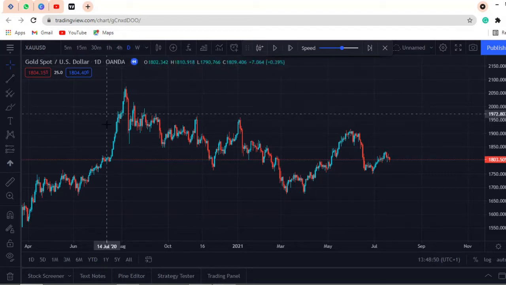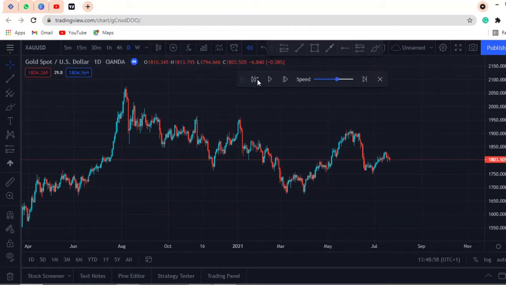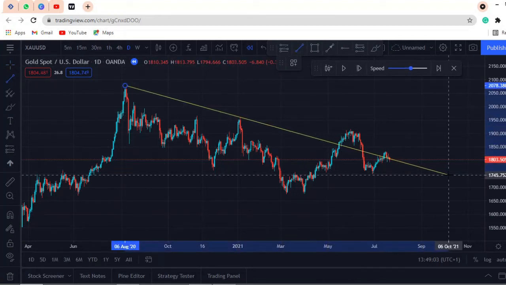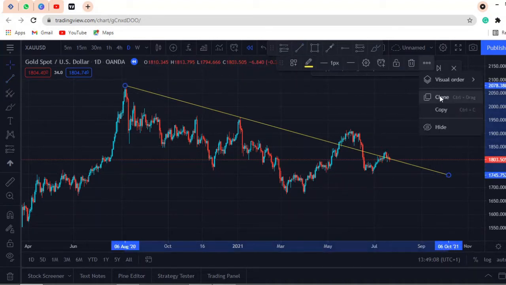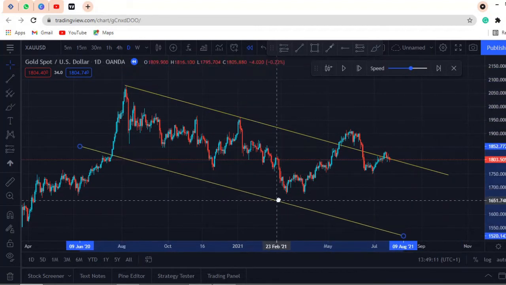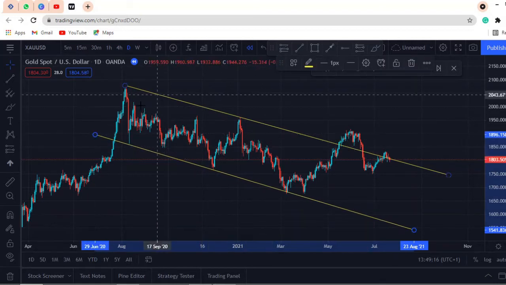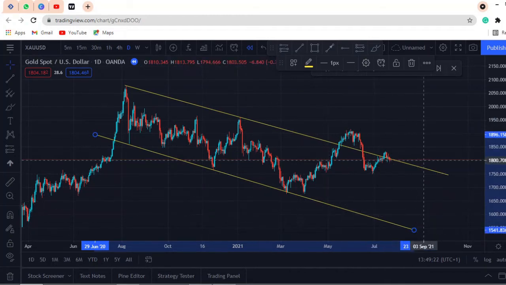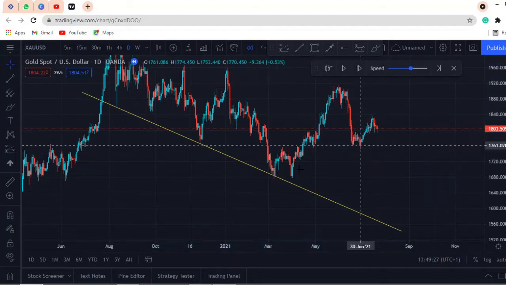I'm on a daily time frame, and you can see that gold has been on a downward trend. It seems as if gold has changed the direction again, because you can see that gold has been on a downward trend like that. Let me clone this and create two, so you can see that has been the direction of gold. It has been making lower lows and lower highs. Now also here, let me remove this first. You can see another movement here.